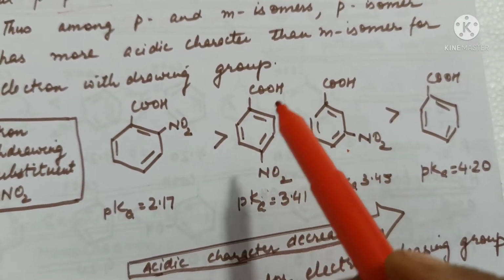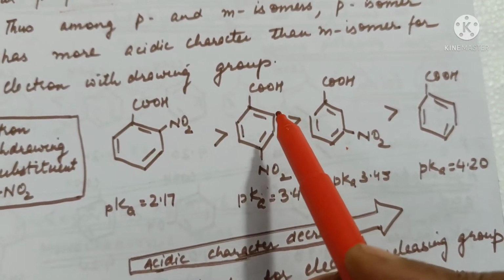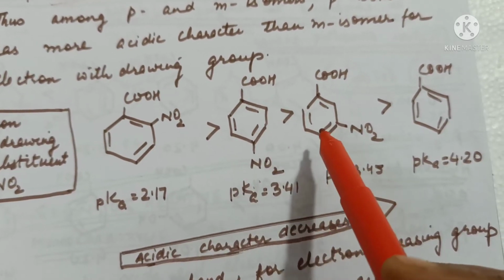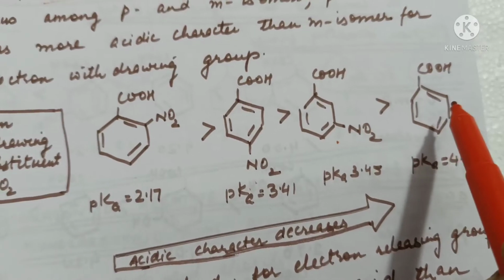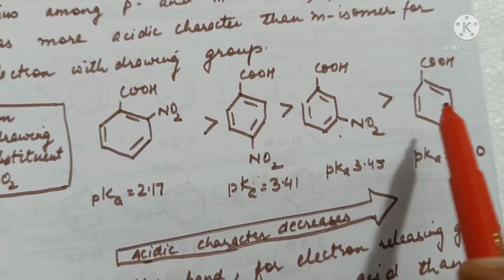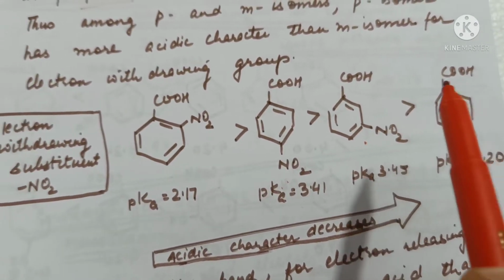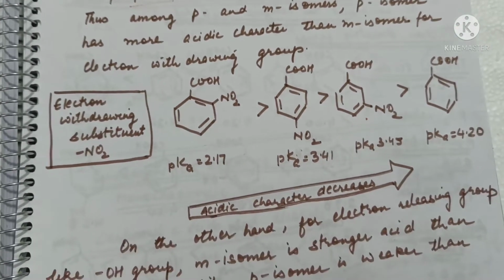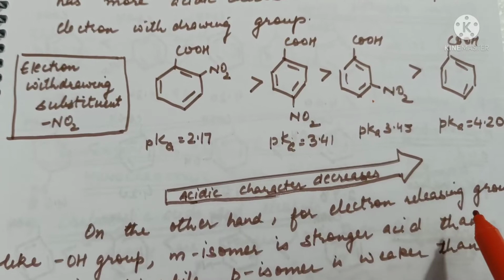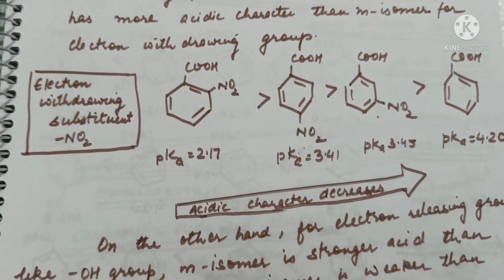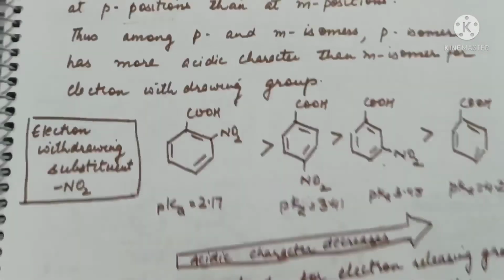Then para-nitrobenzoic acid will be stronger than meta-nitrobenzoic acid, and this will be a stronger acid than benzoic acid, which does not contain any electron withdrawing group. On the other hand, an electron releasing group will weaken the acidic character.